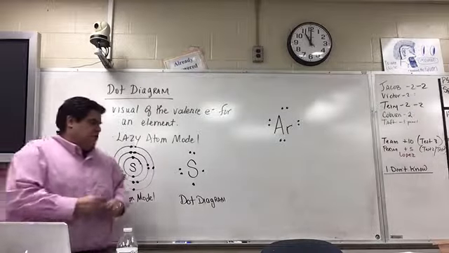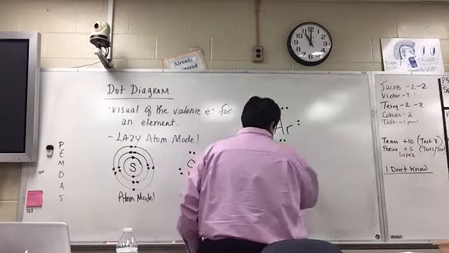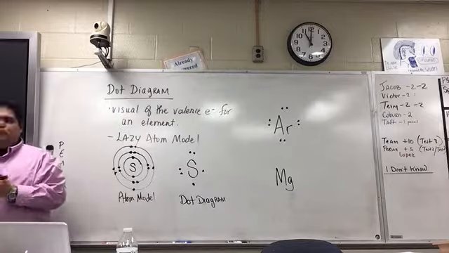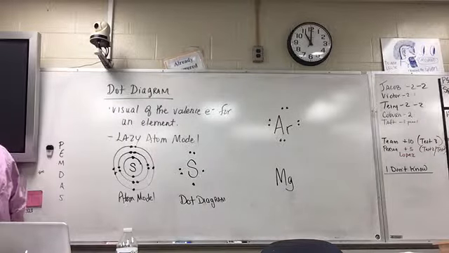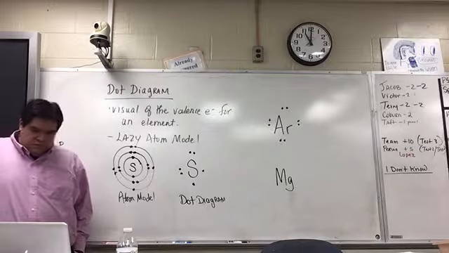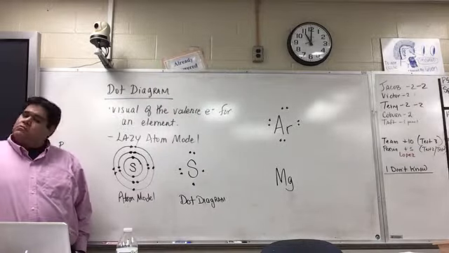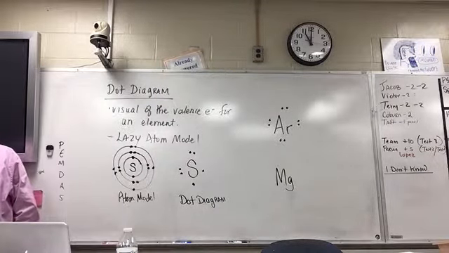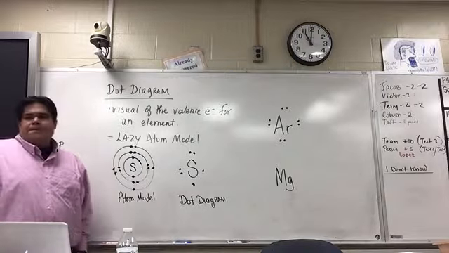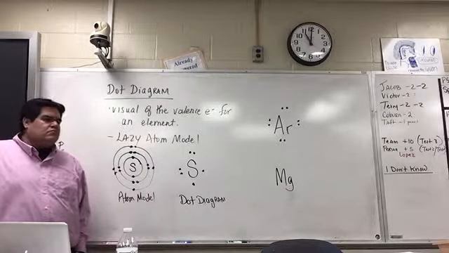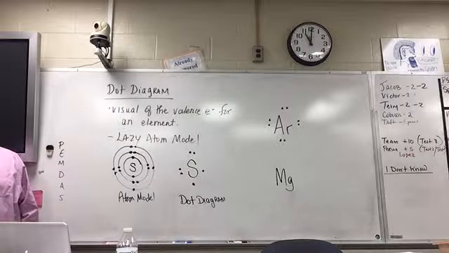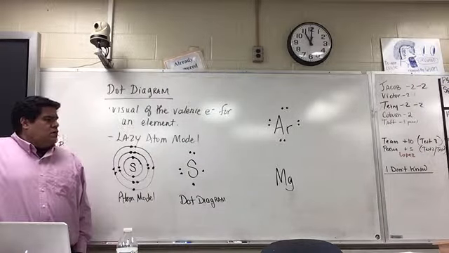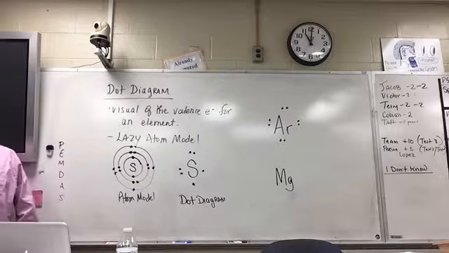All right. So let's go with magnesium. Go ahead and do magnesium. And be ready. Because remember, I've shown you 2 ways to get valence electrons. One was using the atom model. The other one was just using the periodic table. All right, dot diagram.